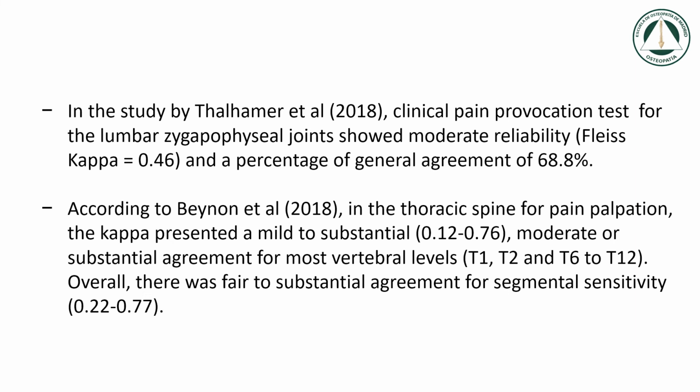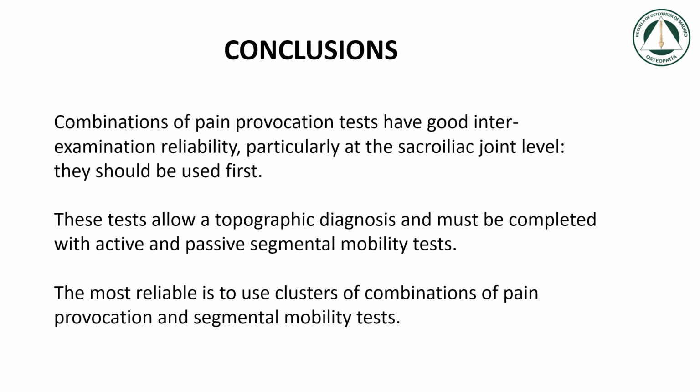According to Bainan et al. 2018, in the thoracic spine for pain palpation, the kappa presented a mild to substantial 0.12 to 0.76, moderate or substantial agreement for most vertebral levels, T1, T2, and T6 to T12. Overall, there was fair to substantial agreement for segmental sensitivity, 0.22 to 0.77.